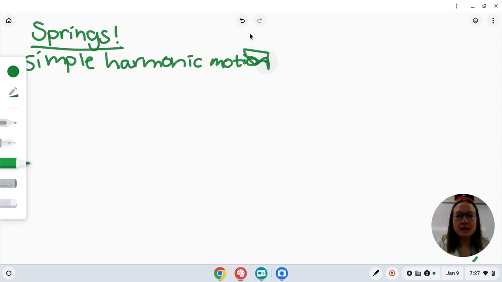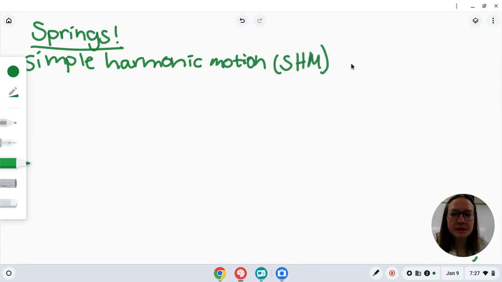Sometimes we call it SHM, simple harmonic motion. Simple harmonic motion is any type of motion that is characterized by a back and forth, back and forth. It's any type of motion that is characterized by oscillations, by an up and down, up and down, back and forth. Any of those kinds of motion is called simple harmonic motion.